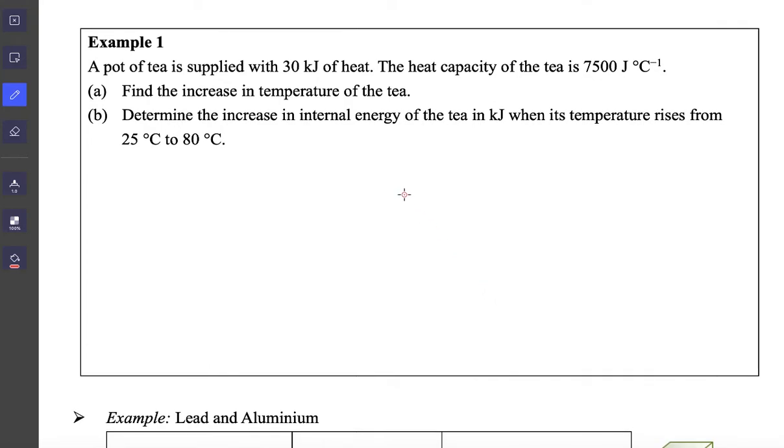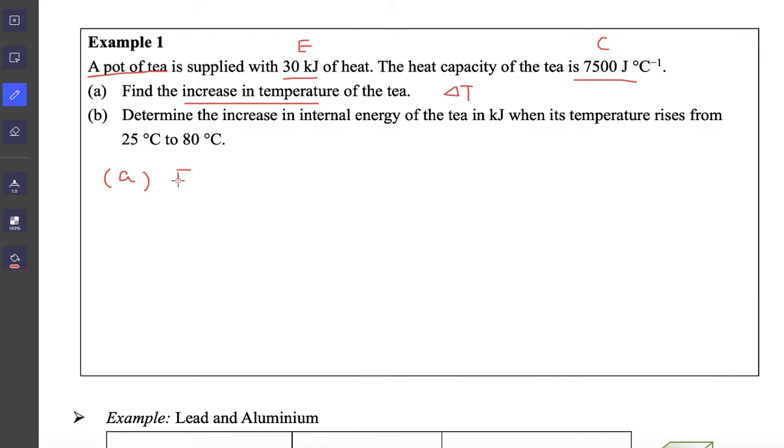Okay, let's look at example 1. We really need to calculate here. This example is about a pot of tea that is supplied with 30 kilojoule of heat, which means 30 kilojoule of energy, and the heat capacity of the tea is 7,500 joule per degree Celsius. So we have E here, we have C here, and what do we need to find? The increase in temperature, which is the change in temperature. So it's delta T, change in temperature.